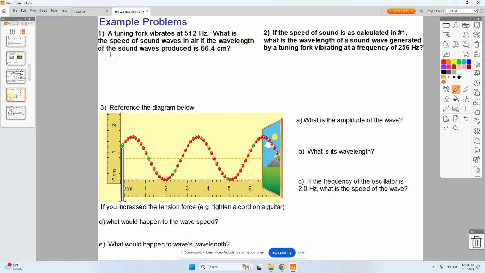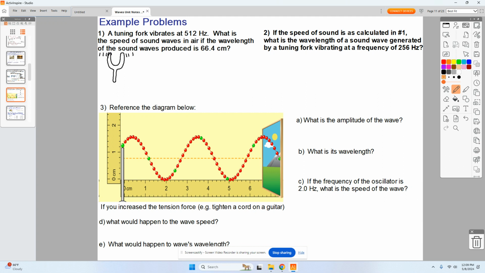So I'm going to draw a little tuning fork here. And so tuning forks look like so. When they vibrate, they produce what kind of wave do you think? Longitudinal or transverse? It is longitudinal. So what it's doing is it's vibrating back and forth like so.